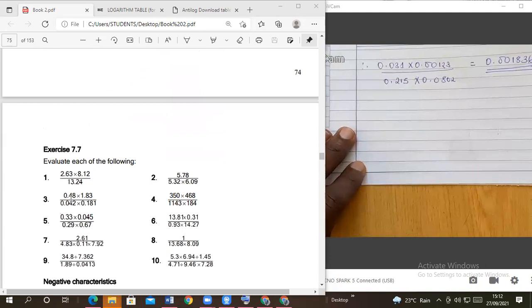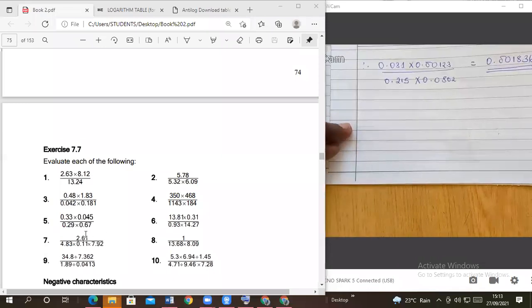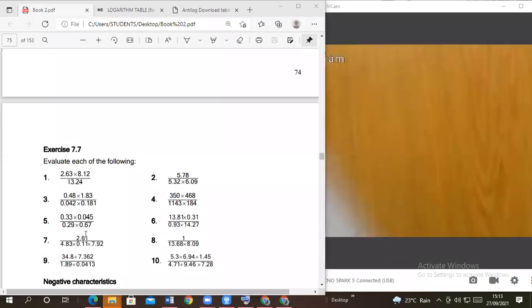Which number should we look at? Let's do number 10. Number 10, we have few minutes remaining. Let's see which number. Number 7, yes. Let's do question number 7.